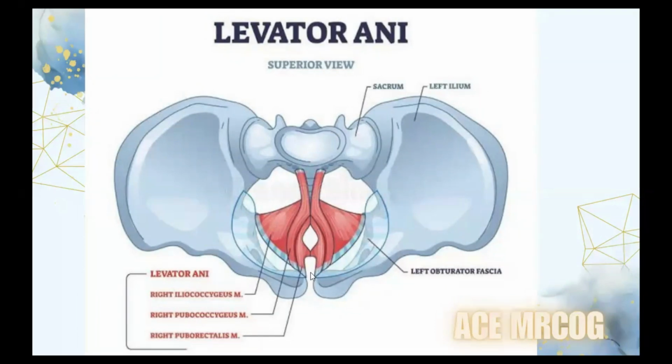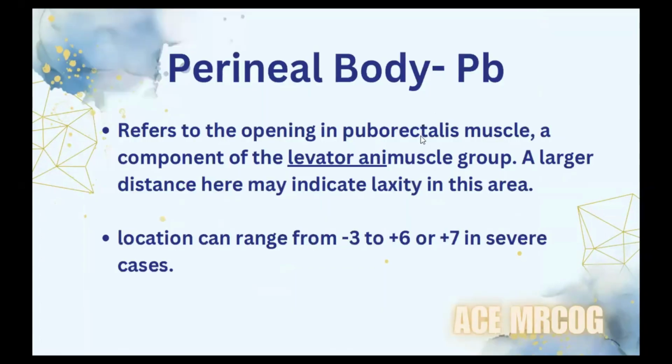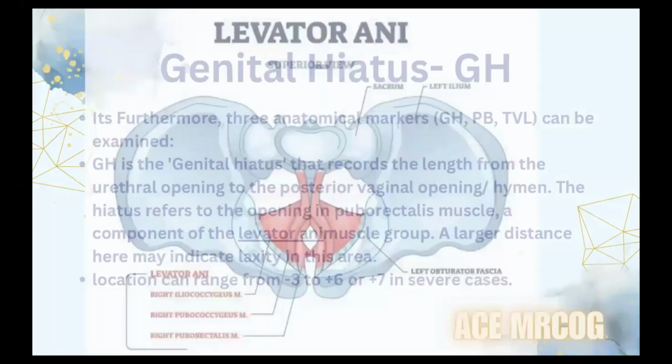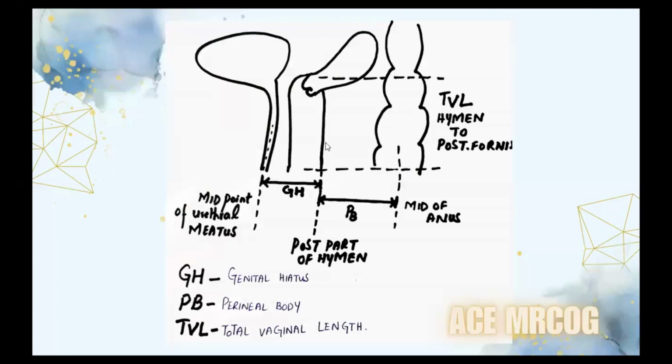Okay, so the portion that is just below the sacrum is going to be the perineal body, and this one is going to be the genital hiatus. Sorry, this is going to be the genital hiatus, and this is going to be the perineal body. Here we have the genital hiatus, and the perineal body is again an opening in the puborectalis, and a large distance means that there is laxity in this area. I hope everyone is clear about these: genital hiatus, perineal body, and the total vaginal length. So this is it.